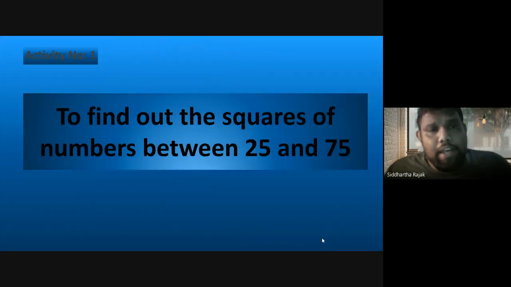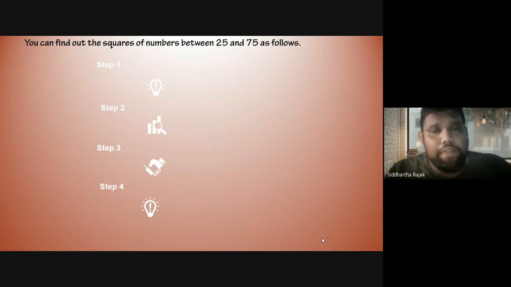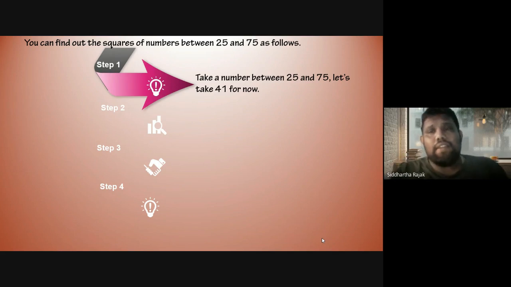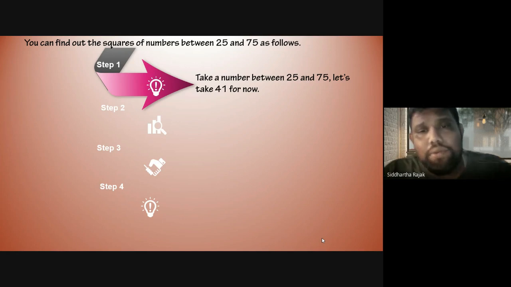I'd like to formally start my presentation. This is the first approach, where we can find the squares of numbers between 25 and 75 by the mental mathematics approach, without actually multiplying. These are the steps involved. First of all, let us choose one number between 25 and 75, let's say 41 for now. To perform this activity with ease, if we know the squares of 1 to at least 25, then we will be able to do this with more flexibility. Even if we don't know that, we can always figure out ideas on how to find squares of numbers without knowing the squares of other numbers.